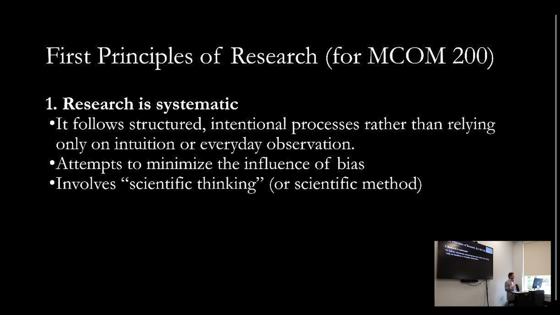It's more than that. It follows a system. So it follows a system. It attempts to minimize the influence of bias, and it involves what I'm going to call scientific thinking, but also I want to couch this idea of scientific thinking and define it in a very specific way. One of the reasons I like the textbook is because it does a really good job of outlining a variety of ways that we know things, and situating what we might call the scientific method as a broad kind of way of knowing about the world.